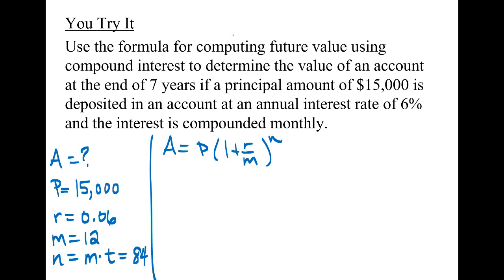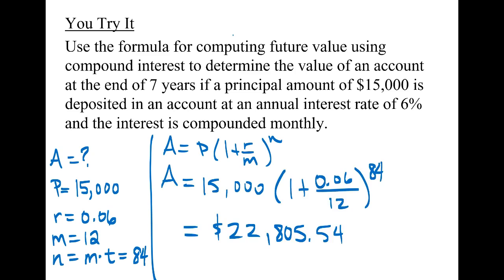Okay, so first check that you identified all the unknowns correctly. A is what we're looking for. P is 15,000. The interest rate is 0.06. The number of times the interest is compounded per year is 12 because it's monthly. And then N, notice that N is M times the number of years, and that's 12 times 7, which is 84. We plug all that into our formula, working inside the parentheses first. We see we get about $22,805.54. And notice that's a reasonable increase over $15,000 for a period of 7 years.